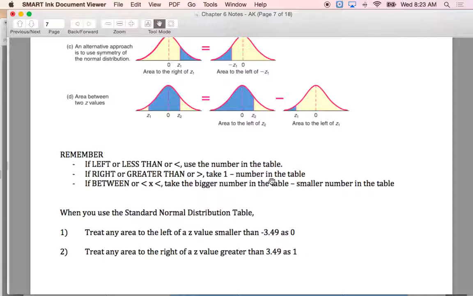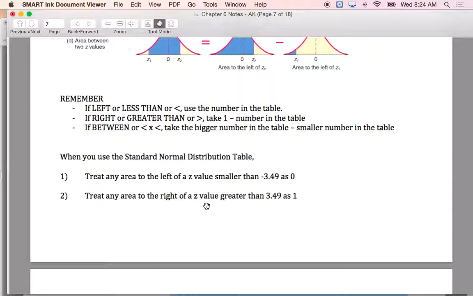Then for the last one, between. So if you see the word between, or you see less than x less than, you take the bigger number in the table minus the smaller number in the table. So you need to make sure you find your values first when you go through it. Again, 6.2 and 6.3 are both practicing how to do this. So you'll not only have to figure out what your z values are at times, you'll have to also then figure out the probability that goes with it.